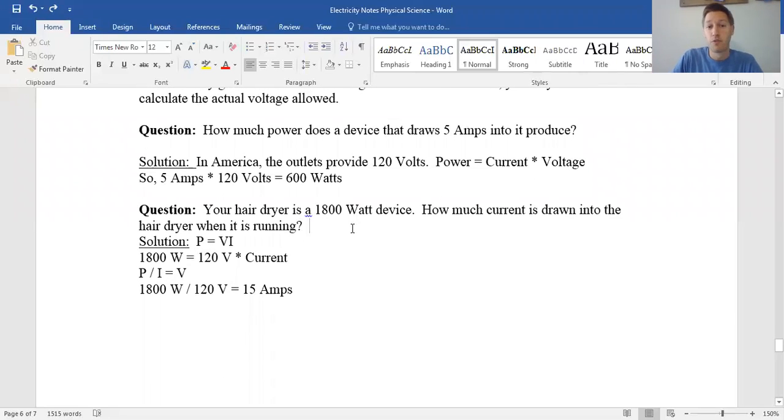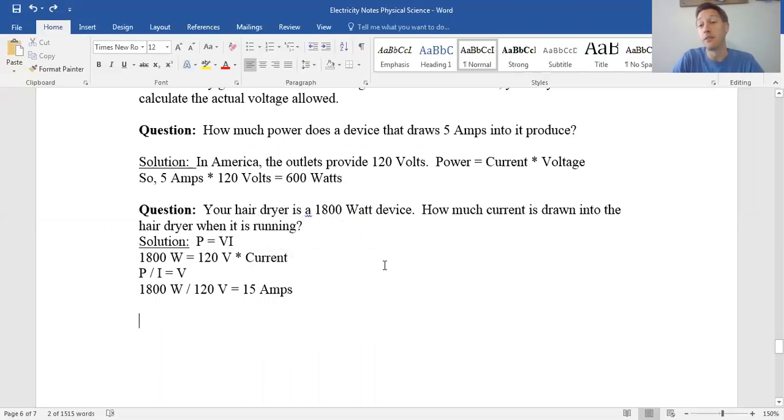Another question for us, let's say you plug your hairdryer in and it's an 1800 watt device. So that means per second it's using 1800 joules of energy. How much current will be going into the hairdryer? All right, well, to find the current, we've got to rearrange the equation because power is equal to voltage times current. So to rearrange for the current, we divide power by the voltage. So power divided by voltage gets us current, 1800 divided by 120, because again, it doesn't say 120 volts, but we can assume it's here in America. That's going to be 15 amps.